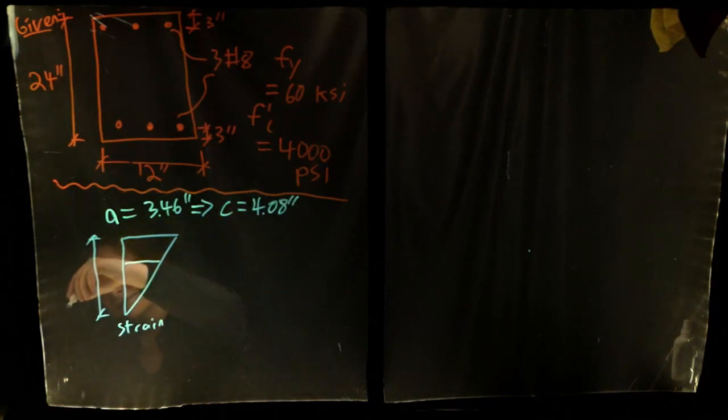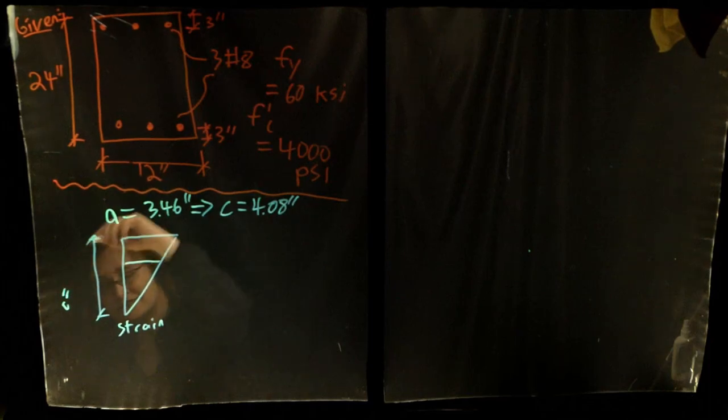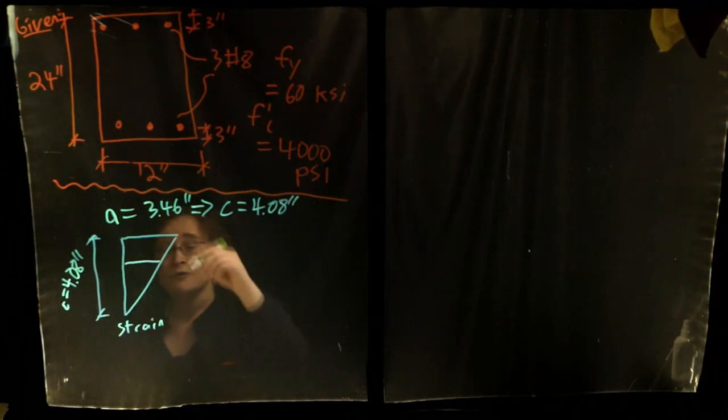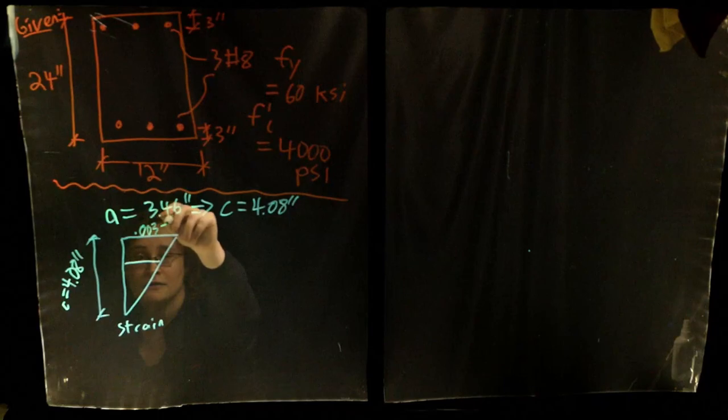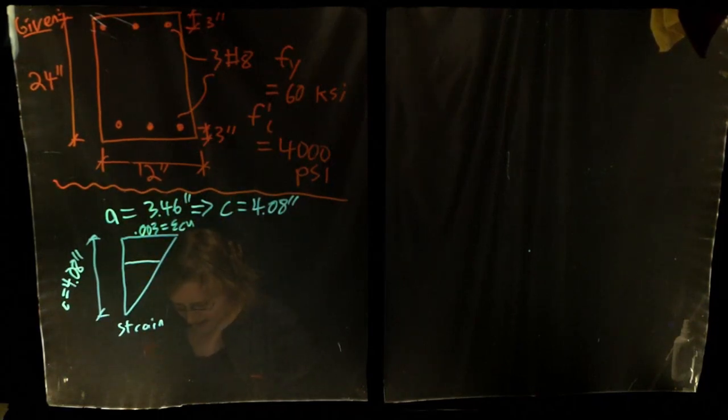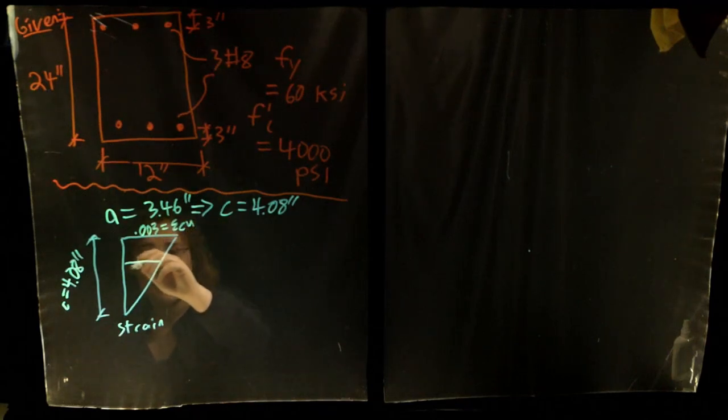Okay, so the height of this triangle, the upper half of the strain diagram, is equal to the neutral axis depth. That is what the neutral axis depth is, and that is equal to 4.08 inches. We'll still have our crushing concrete strain of 0.003, which is, again, designated epsilon CU. Then we'll have our D prime.